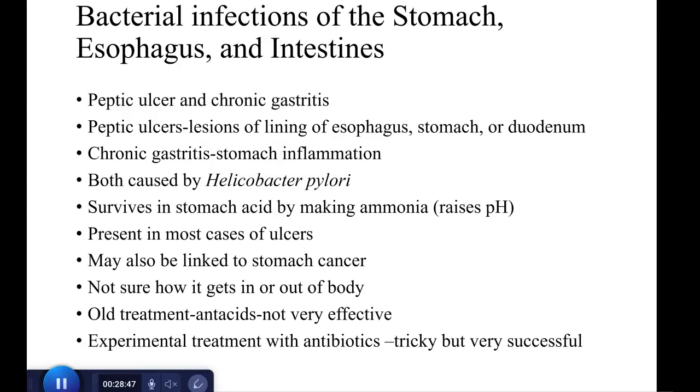The reason that it can actually live in that stomach acid and how it can maintain its proper conditions is that it actually makes ammonia. So in its vicinity, it's almost like it's raining outside, but it's nice and sunny where this bacteria is, because it makes this ammonia, which raises the pH in its vicinity. And that's actually how it can live in that acidic environment.